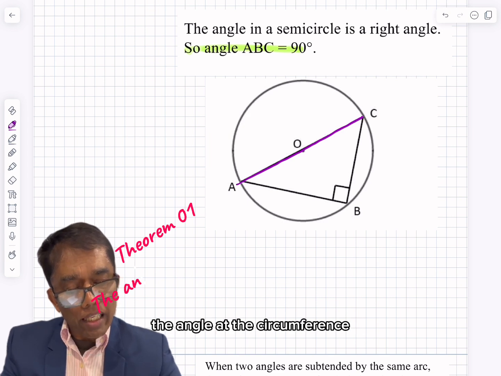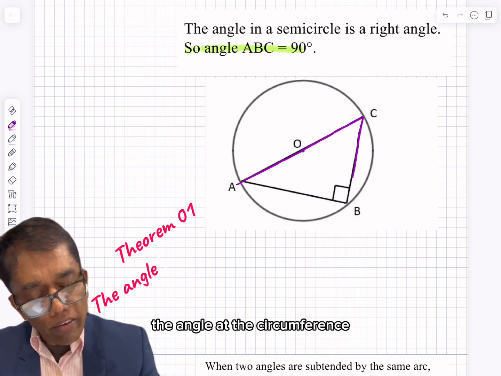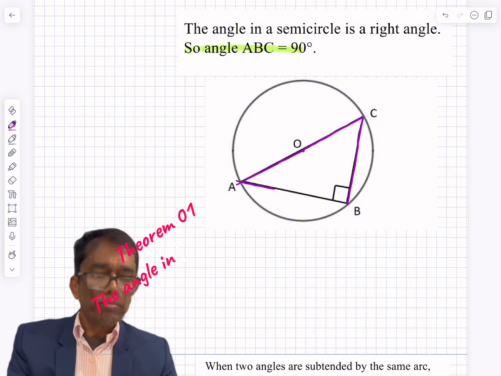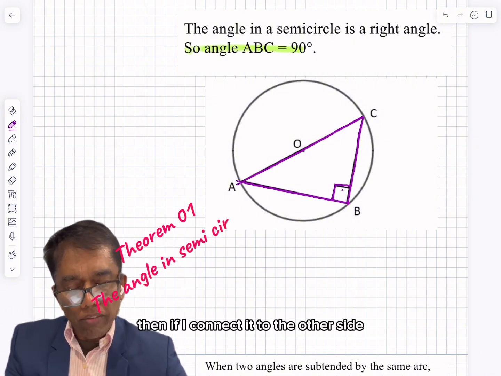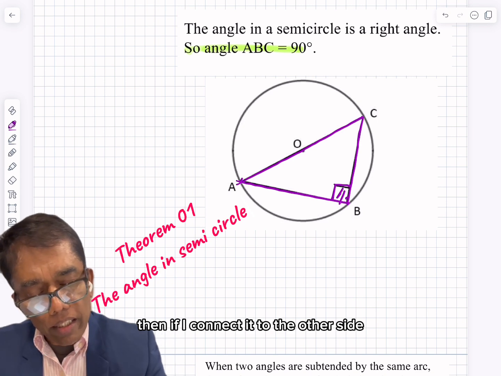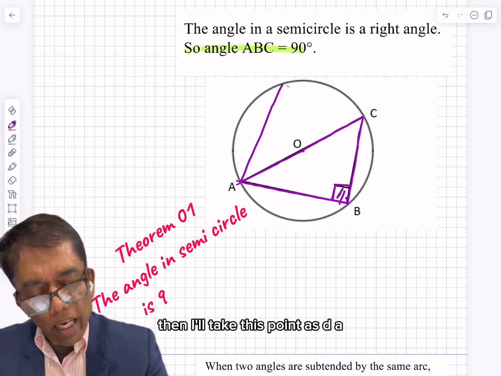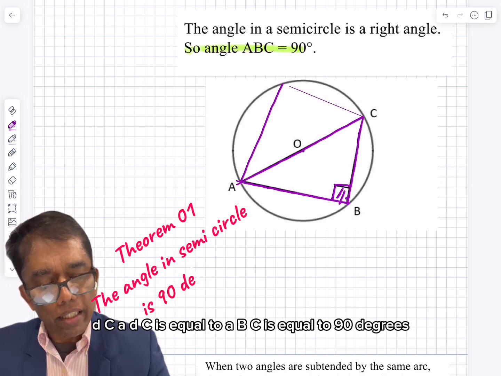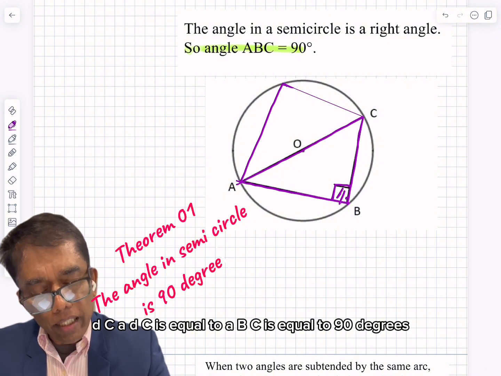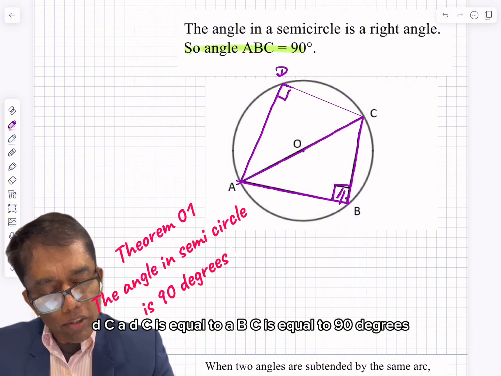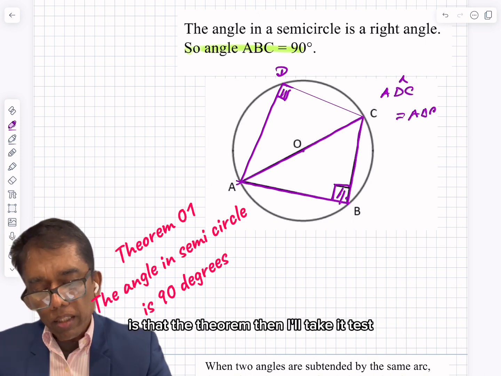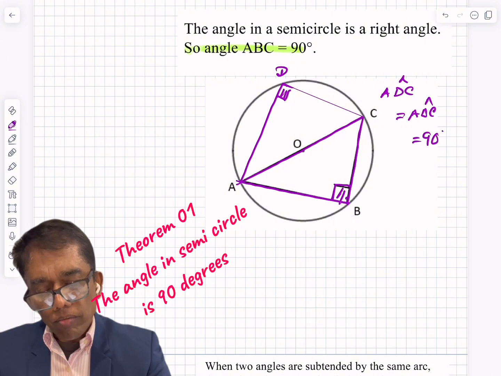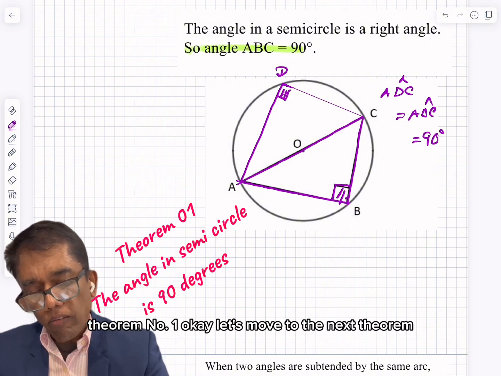The angle at the circumference is 90. Not only this part, if I connect it to the other side, then I'll take this point as D. ADC is equal to ABC is equal to 90 degrees. It's the theorem. Then I'll take it as theorem number 1.